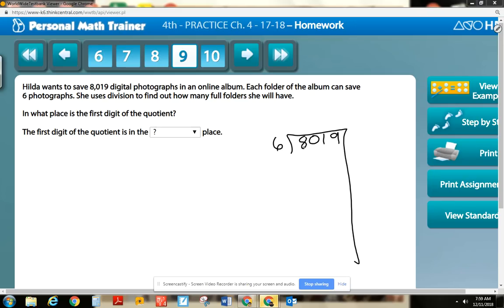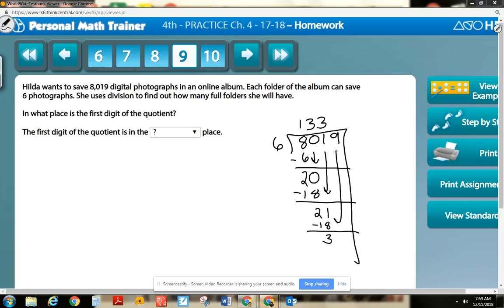How many 6s fit into the 8? Well, 1, minus 6, 2. I'm in the hundreds place, bring it down. How many 6s fit into 20? 6 times 3 is 18. That's 19, 20. I'm in the tens place, bring down the tens place. How many 6s fit into 21? 3 again. Subtract 18. 19, 20, 21, that's 3. I'm in the ones place, bring it down.